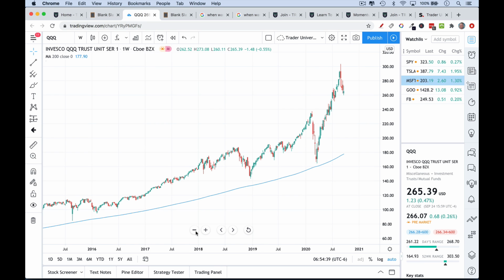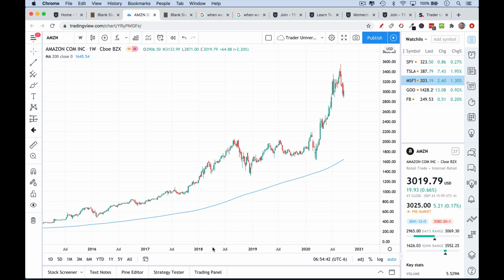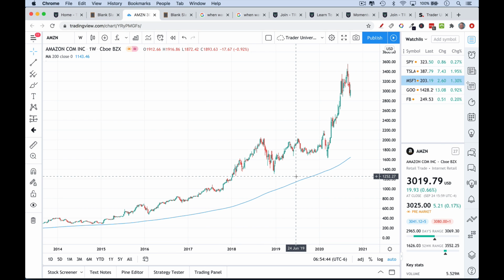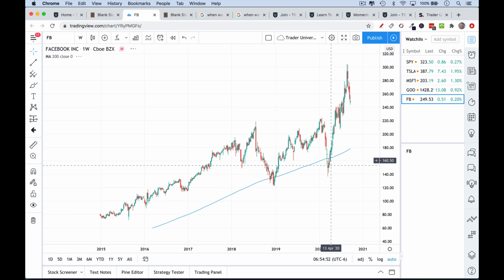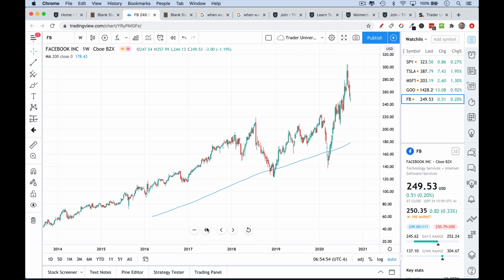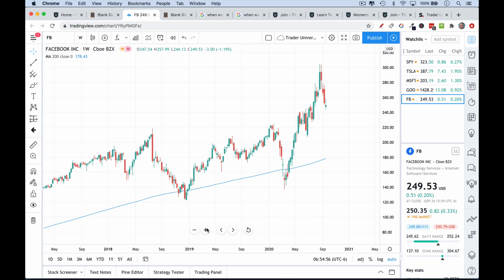And we can look at individual stocks as well. Let's look at Amazon, for example. You can see Amazon, especially in the last 3 or 4 years, has really pulled away from the moving average, has really melted up. And then there are other stocks like Facebook, FB, which have actually traded below this and then bounced off, and it's been a fairly good point to bounce off.